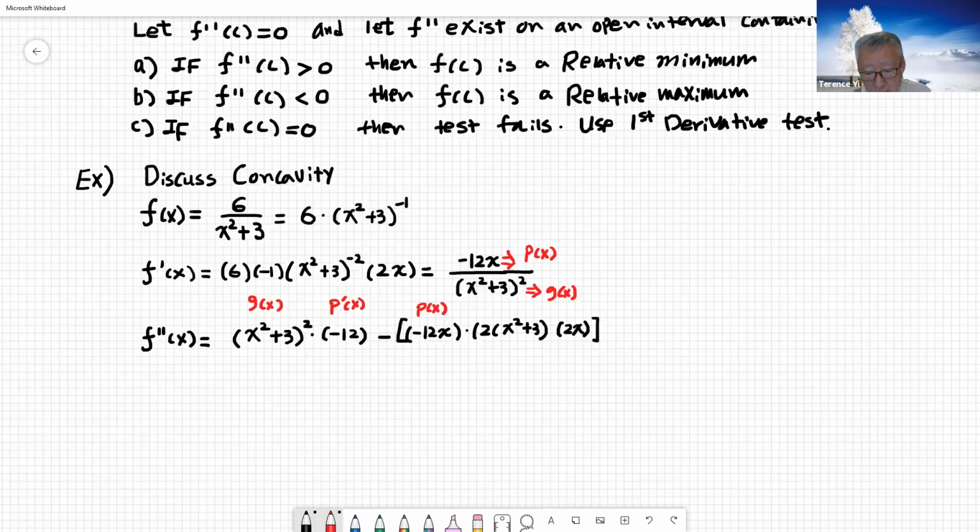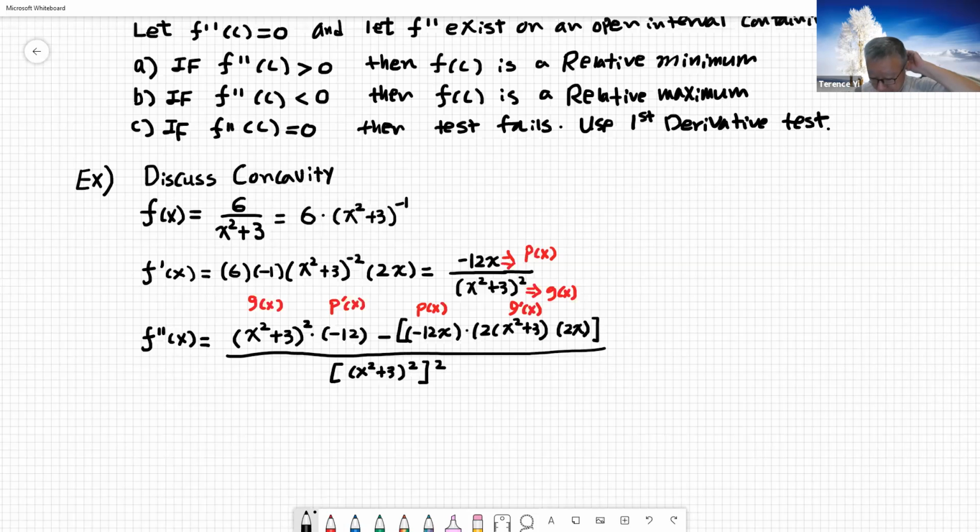Okay, and that's going to be your g prime of x. And then everything is going to be divided by g of x squared. That means (x squared plus 3) squared. So here we don't have any choice. We're going to have to simplify these guys here, and we're going to have to find out what the x value will be.